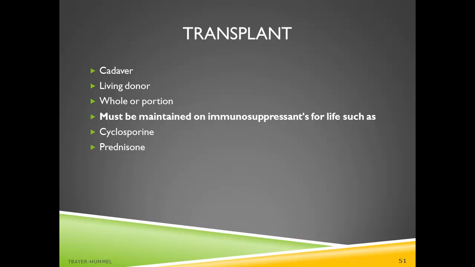Even though the liver does regenerate, it is often not enough to regain full functioning once the liver is in complete failure. So one of the most hopeful alternatives for the patient in liver failure is to get a transplant. This can be obtained from either a deceased or a living donor. It can be a whole or a portion of the liver. The most important thing for the patient to understand is that they must be maintained on immunosuppressants for life. Some examples of these immunosuppressants include cyclosporine or prednisone.